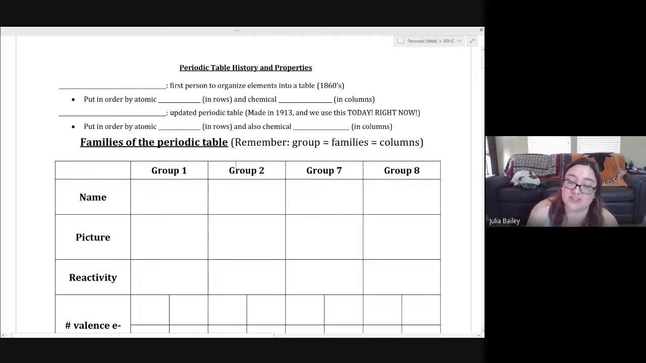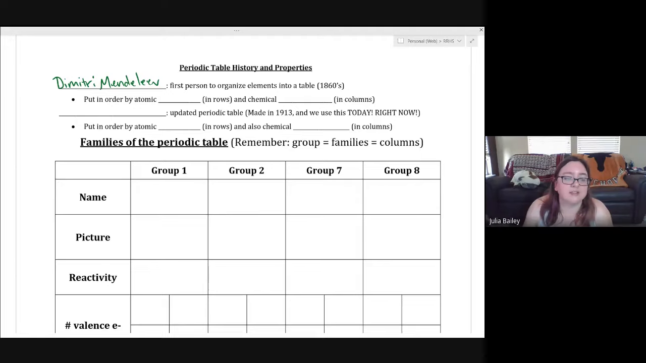But you know what is interesting? The periodic table and its history and properties, which is what this video is about, conveniently for you. Let's talk first about Dmitry Mendeleev, who was the first person to organize the elements into a table back in the 1860s. Now, when I say first person, I more mean first person to successfully do it.